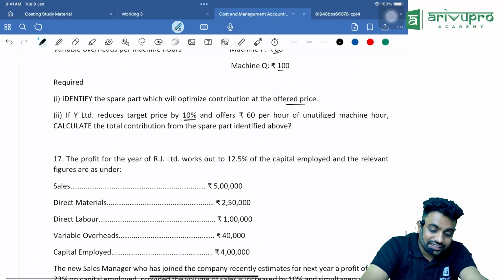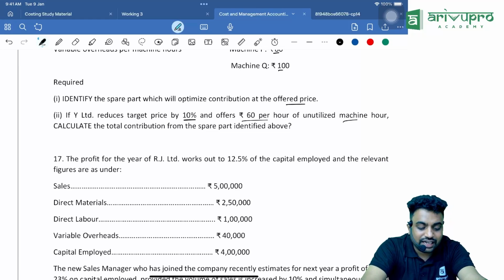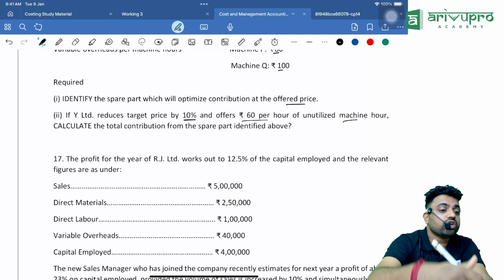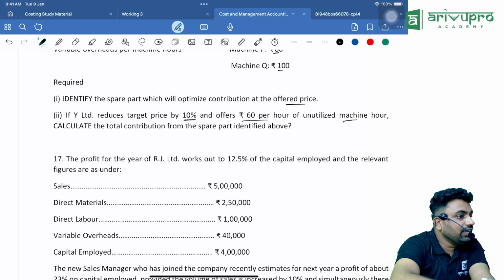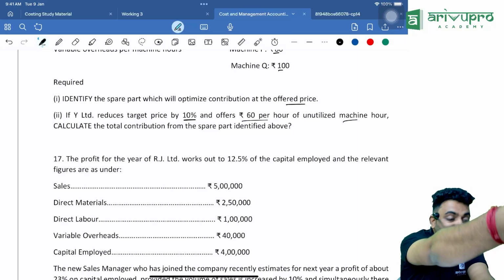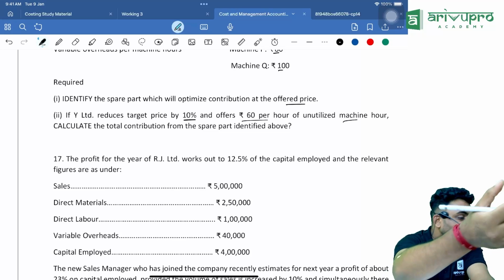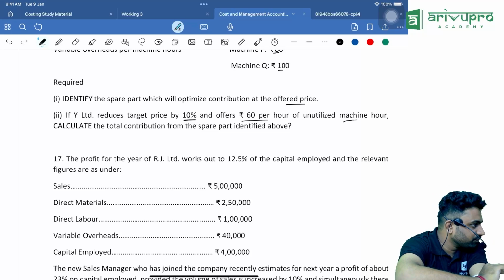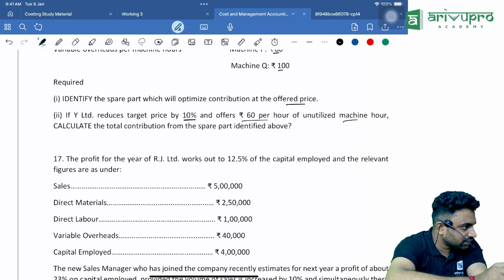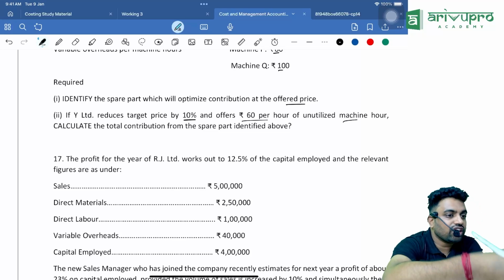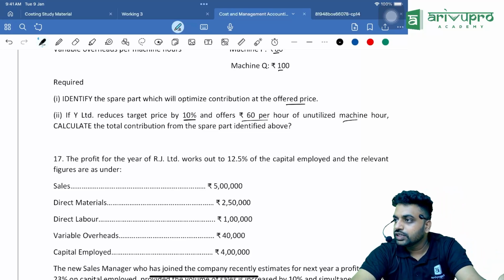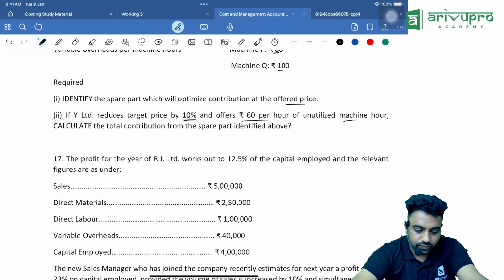And offers 60 per hour of unutilized machine hours. They are going to reduce their buying price, but they are going to compensate you by giving rupees 60 per hour for your labor, machine hours which you are not utilizing. If at all any machine hours are left unutilized, for that they are ready to pay you 60 rupees.